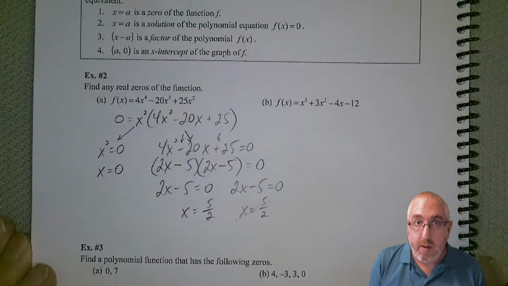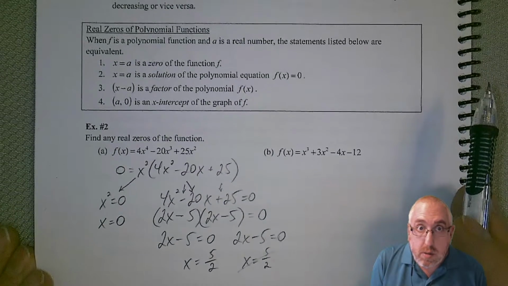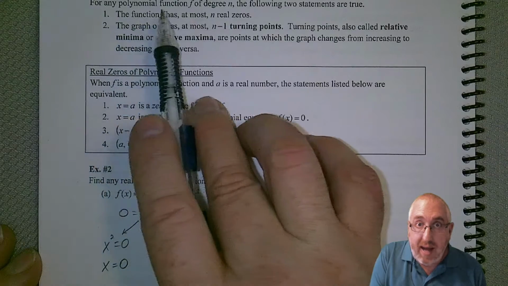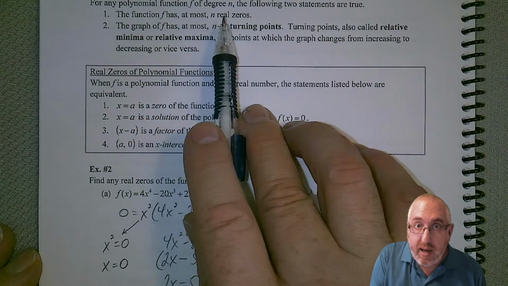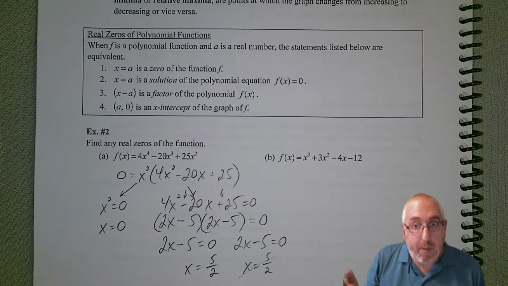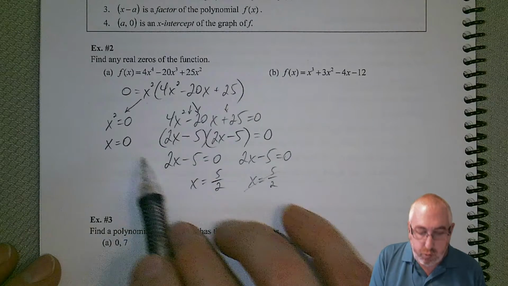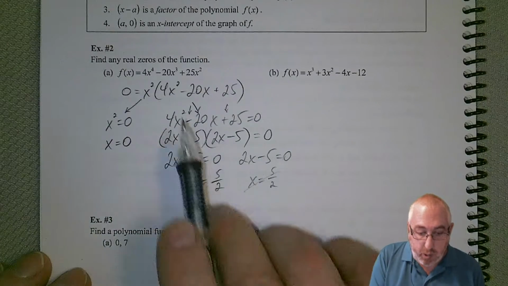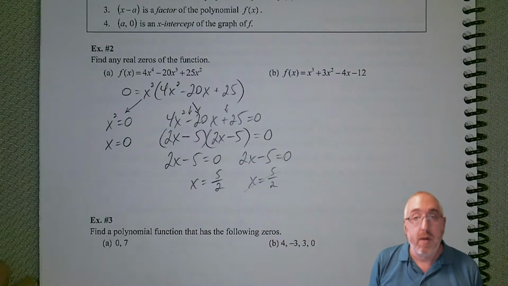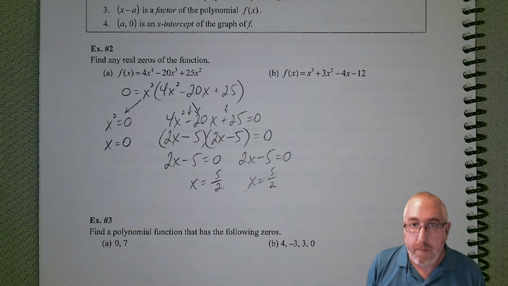Now remember, up here it says that the function has at most n real zeros. So we can't go above that number, but we can be below it. And in this case, we are below it. We have two real zeros, and that's it, even though we could have had up to 4 based on the degree of this polynomial. So what about this one now?